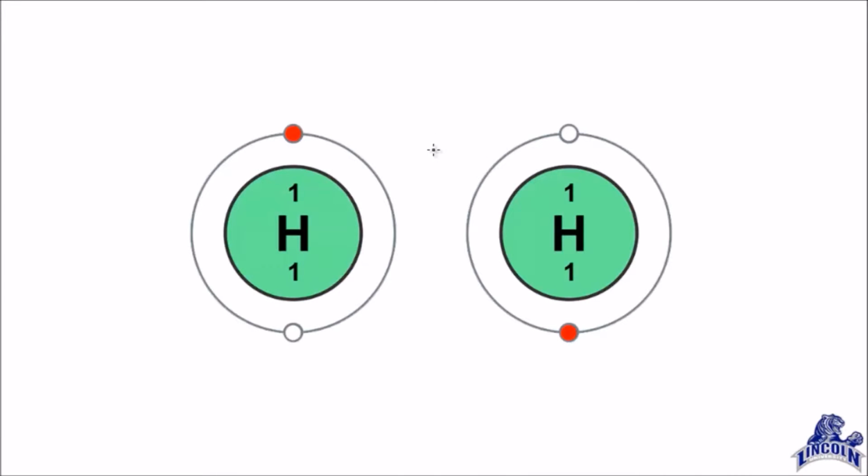Okay, for this example, we're going to use 2 atoms of hydrogen. As we can see from the atomic number, hydrogen has 1 electron, which would mean that it also has 1 opening in its first valence shell. The same is true for the other hydrogen.